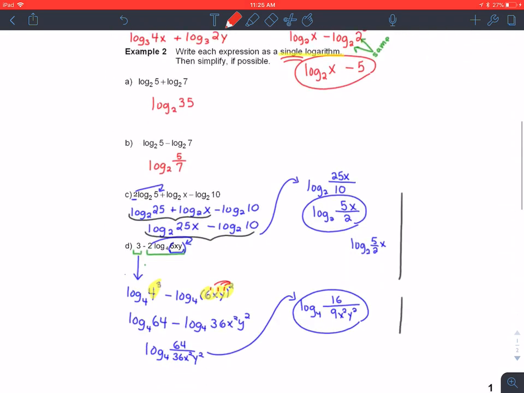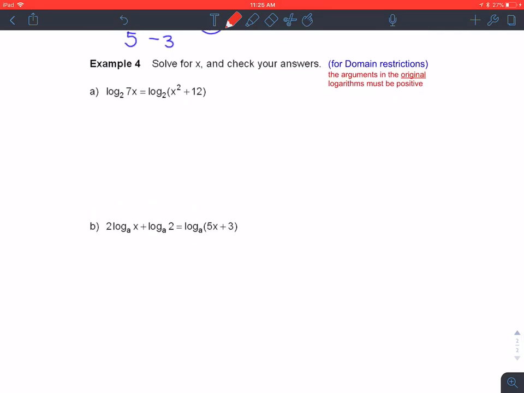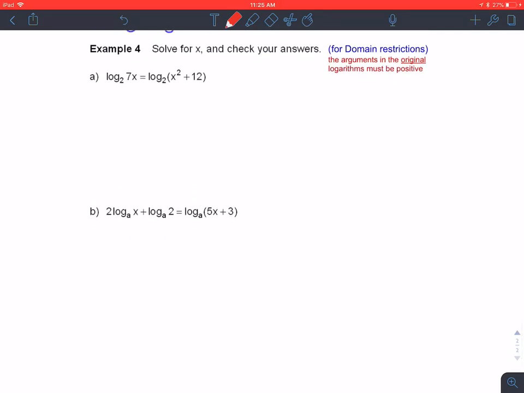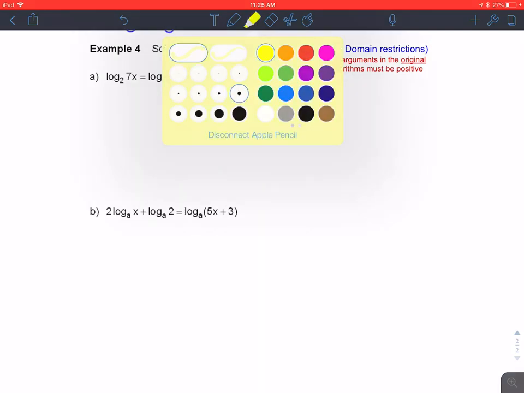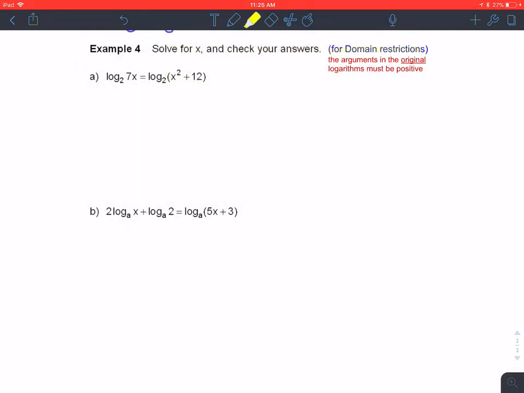Okay, so I'm going to have you go ahead and flip to the back of the notes page here. We're going to start with example 4, and you'll notice what I was just referencing there in regards to the domain restrictions that's noted here at the end. It says the arguments in the original logarithms have to be positive.